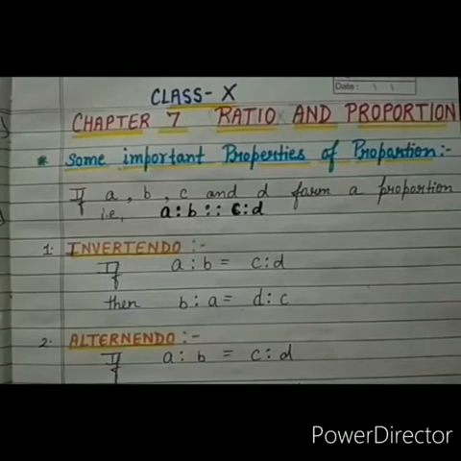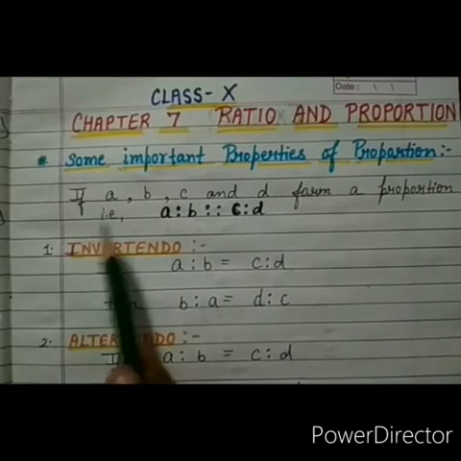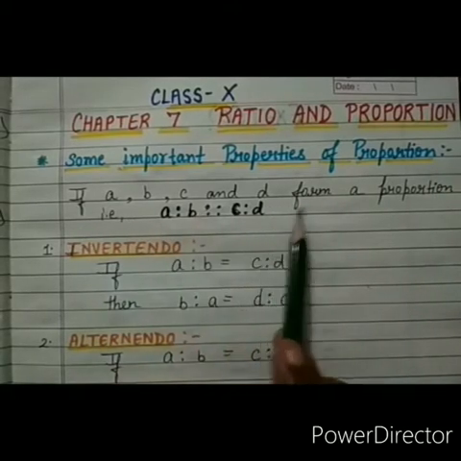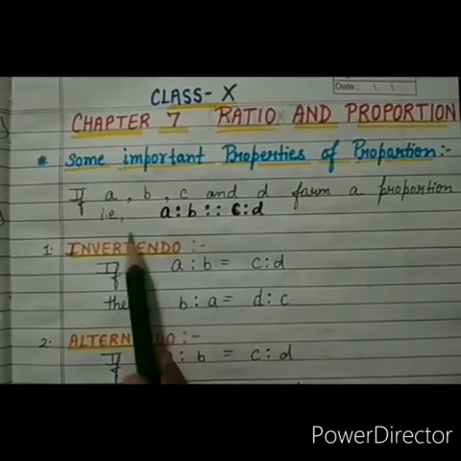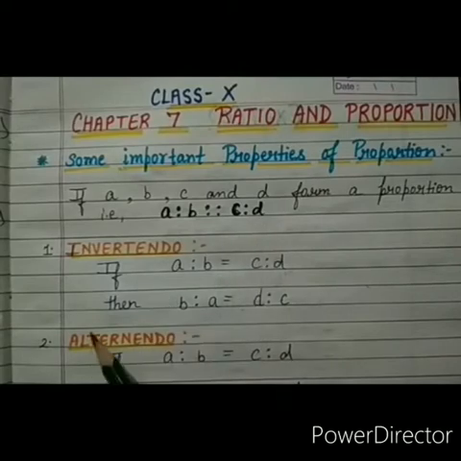Hello everyone. In this video, we are going to start exercise 7C and 7D. Before that, let us discuss some important properties of proportion. If A, B, C and D form a proportion, that is A is to B as C is to D, then we have the following properties which we will use.